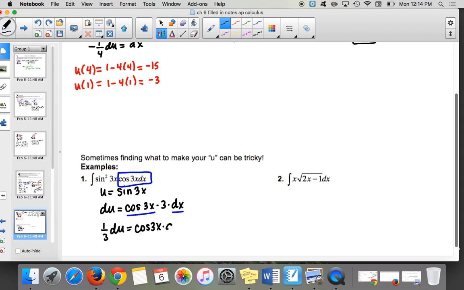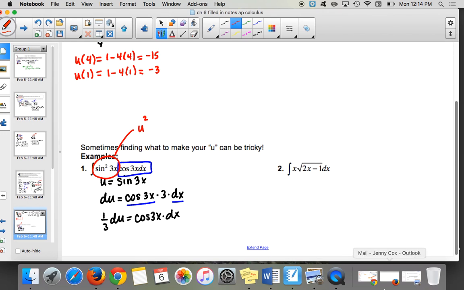So we're good there. What is the sine squared 3x being replaced with? U squared, right? So this was kind of equivalent to our double chain. It's like parentheses within parentheses. We had our sine of 3x, all in parentheses, all being squared. That's why it's our u. So now when we replace, we got u squared, and the cosine of 3x dx is replaced with the 1/3 and then a du.